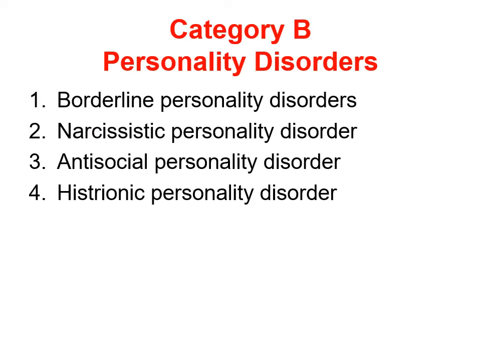The category B personality disorders, these are the borderline, narcissistic, antisocial, and histrionic disorders. And let's look at each one of these.